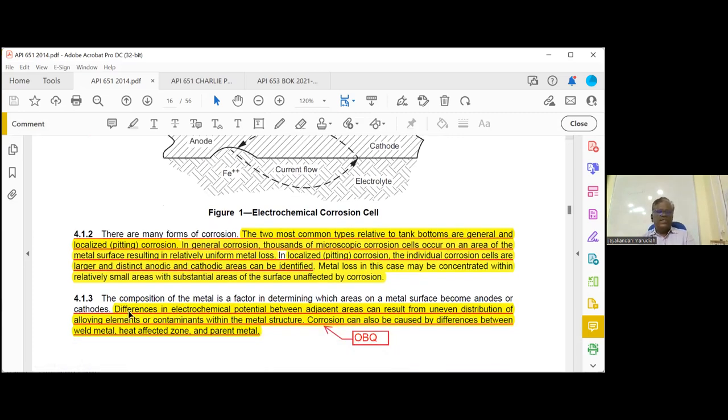Then highlight 4.1.3, next paragraph, second line. Differences in electrochemical potential between adjacent areas can result from uneven distribution of alloying elements. Corrosion can also occur due to differences between the weld metal, the heat affected zone, and the parent metal. That line is important. So weld and parent metal also have a difference in corrosion.